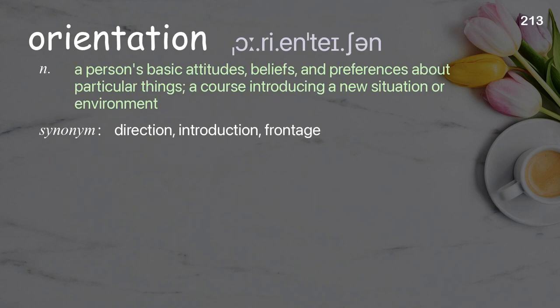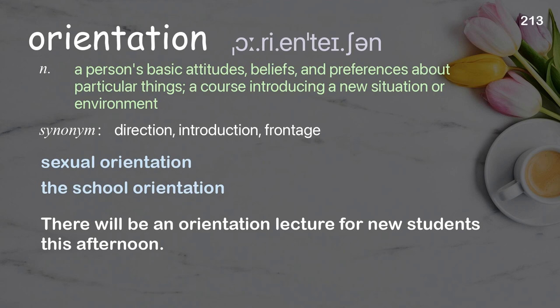Orientation. A person's basic attitudes, beliefs, and preferences about particular things, a course introducing a new situation or environment. Examples: Sexual orientation. The school orientation. There will be an orientation lecture for new students this afternoon.